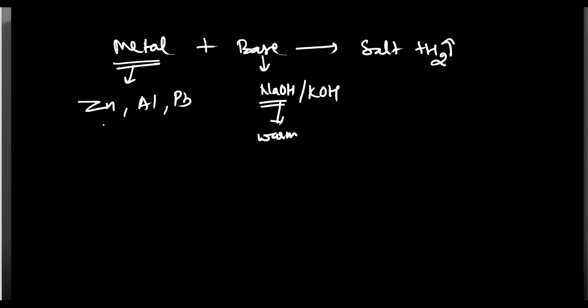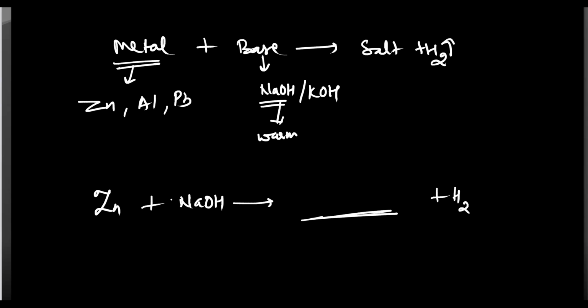Now moving to metals reacting with base. Suppose zinc reacts with NaOH, it will form sodium zincate plus hydrogen gas. What's the formula of sodium zincate? Na2ZnO2. Yes, we have discussed this one. So here the compound formed will be Na2ZnO2. Got it?